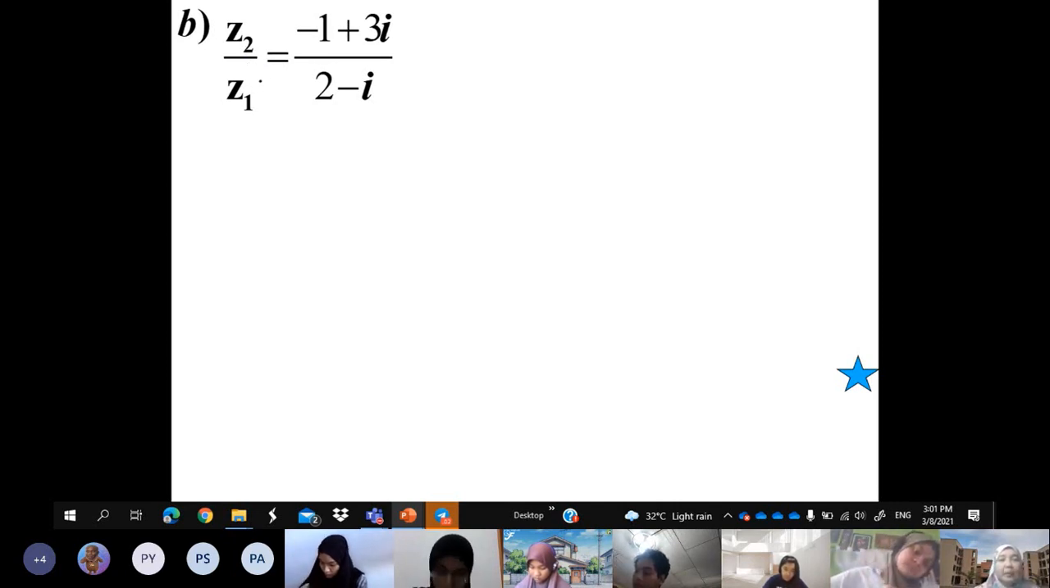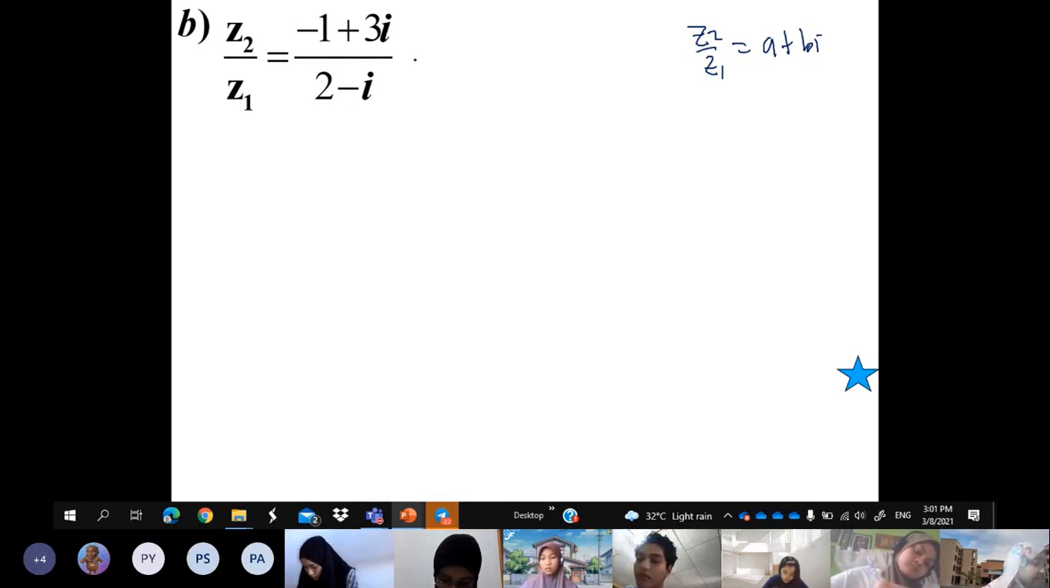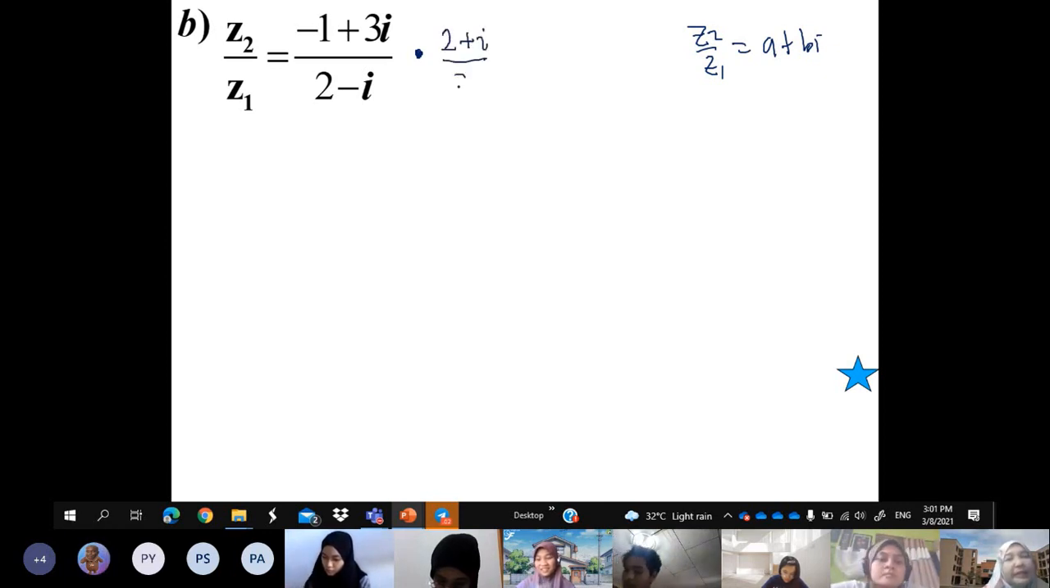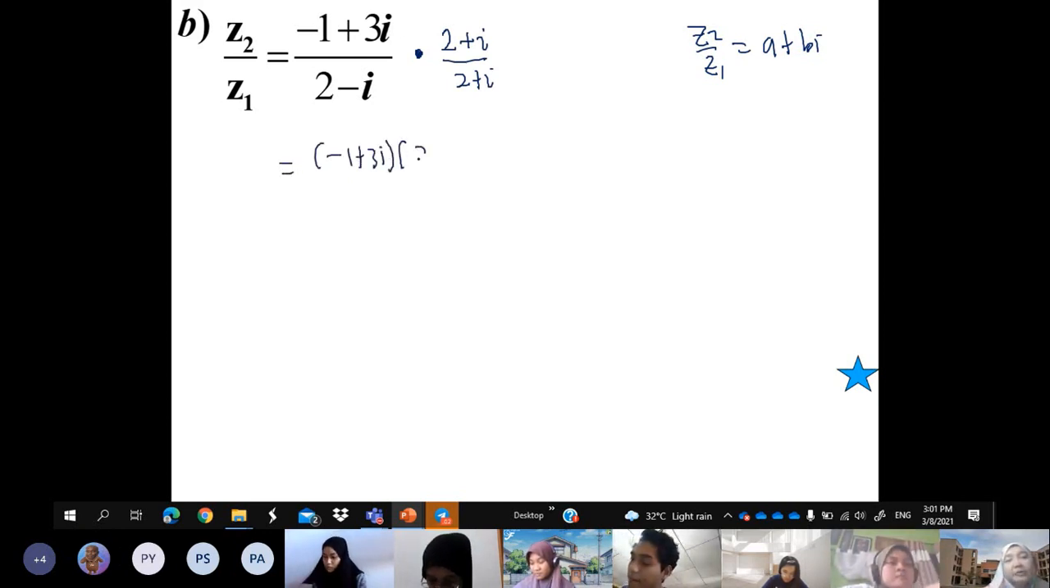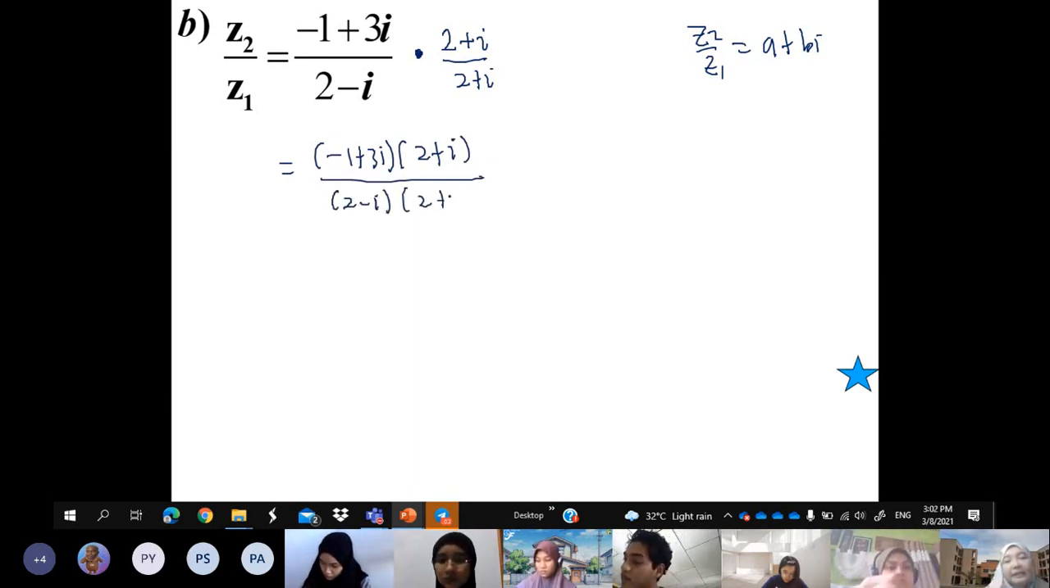Z2 over Z1. We want to reduce to the pattern Z2 over Z1 equals a plus bi. So how to get rid of 2 minus i? How? This one, how to remove it? We have to multiply with the conjugate. Conjugate is 2 plus i. You must know, right? Confirm. This is negative 1 plus 3i, times 2 plus i, over 2 minus i, times 2 plus i.